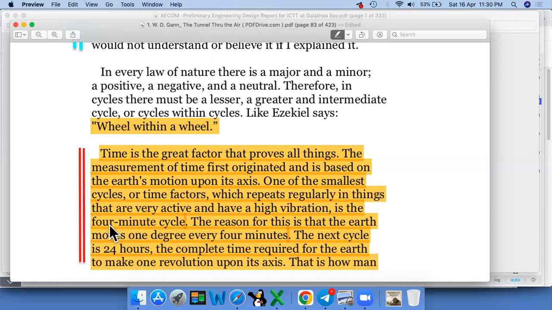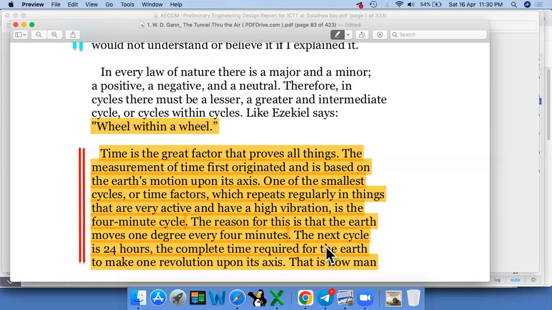So that is 24 hours into 60 minutes. That is 1440. And if we divide by 360, you get 4 minutes. The reason for this is that the Earth moves 1 degree every 4 minutes, right? That's how the interpretation is, and that's why he talks about the 4-minute cycle, right?